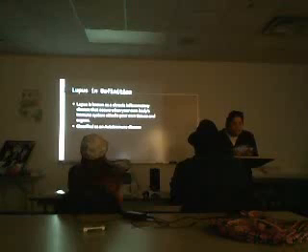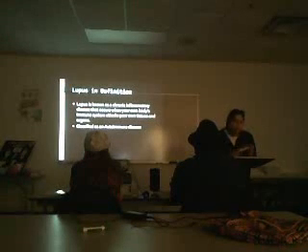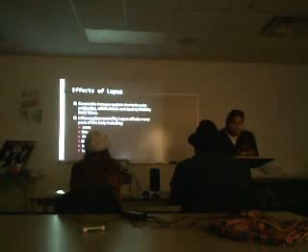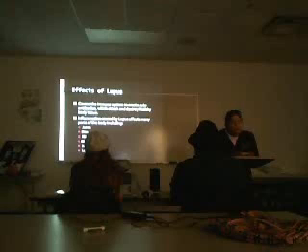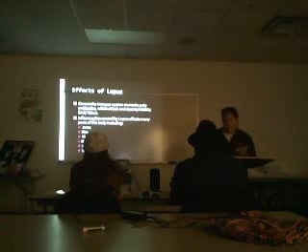Lupus, in definition, is known as a chronic inflammatory disease. It is classified as an autoimmune disease. Effects of lupus: it affects the immune system to create autoantibodies which attack and destroy healthy body tissue. Inflammation caused by lupus affects many parts of the body, like joints, skin, kidneys, blood cells, heart, and the lungs.